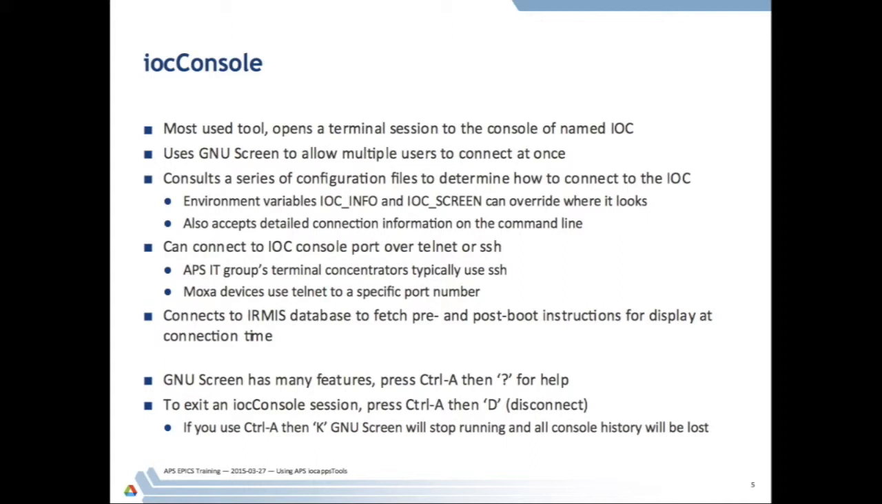You can also provide detailed connection information on the command line. So if you're trying to connect to, say, a Moxa box that's not in the system, you can actually use IOC console and give it the information telling it how to connect to the Moxa. But I'm not going to give you the detailed information on what those arguments are. There is some help to IOC console, which may provide some of that information.